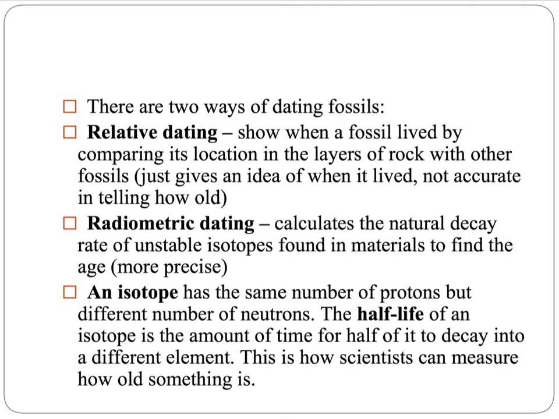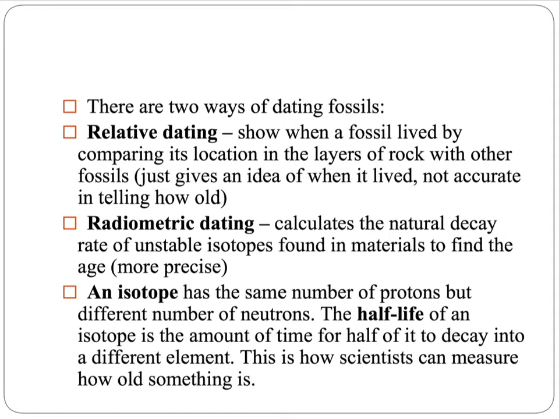Now, we have ways of figuring out how old a fossil is. There's two ways. The first way is called relative dating. Now, relative dating shows when a fossil lived. We can get an idea because we can look at the layers of a rock and we can see if it's older or newer than something we already know the date of.